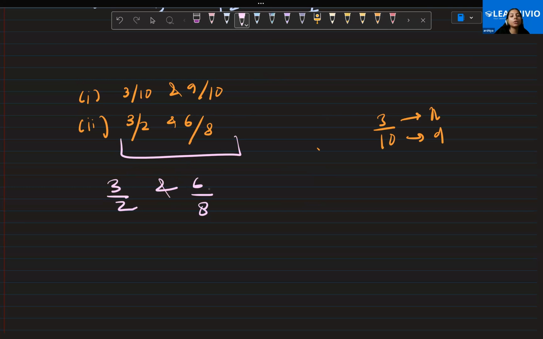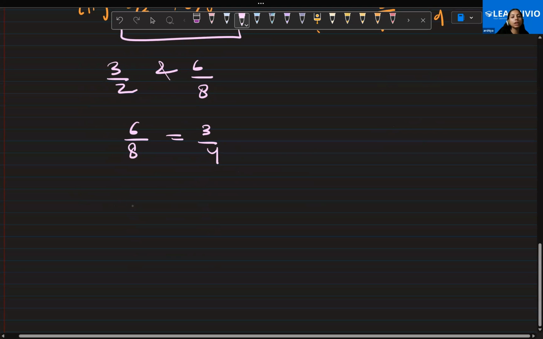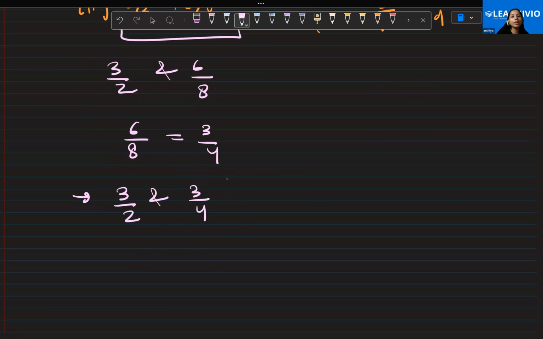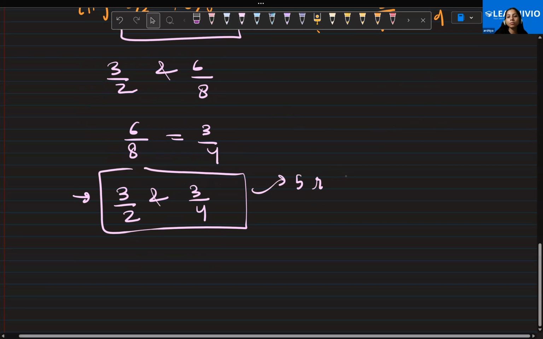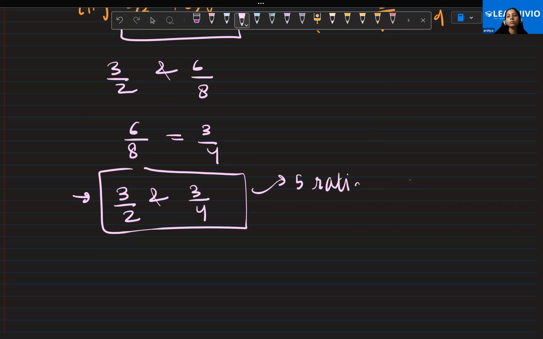2 and 6 by 8 are the numbers, and we have to find 5 rational numbers between them. First, I'll simplify this. 6 by 8, if I divide it by 2, I'll get 3 by 4. So now this is our question. We have to write 5 rational numbers between these two numbers.